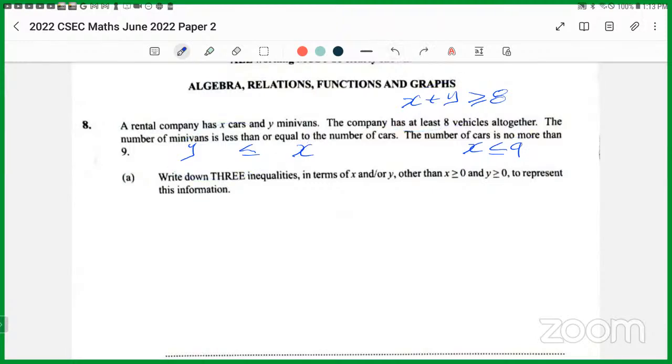Let's write them down. X plus Y greater than or equal to 8. Y less than or equal to X. And X less than or equal to 9. Those are your 3 inequalities based on what they have said.